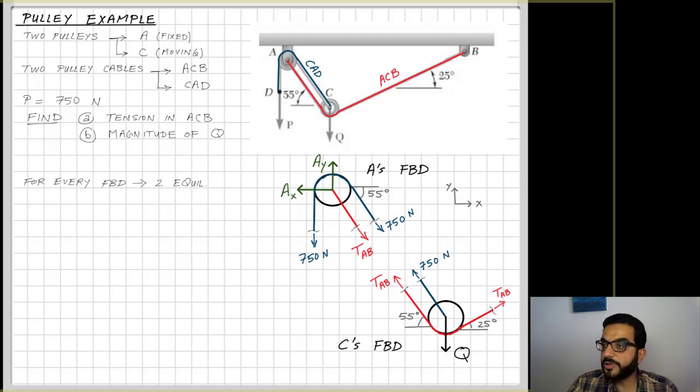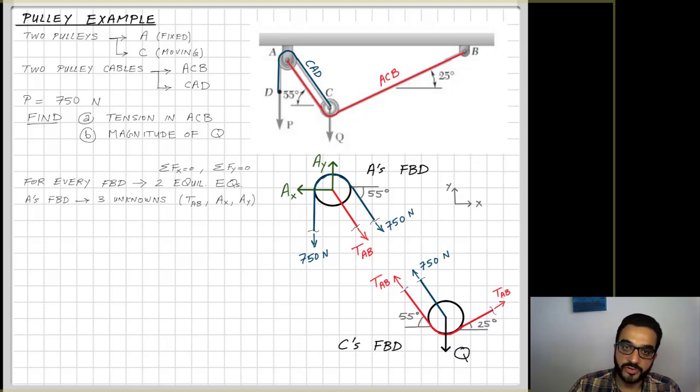So for every free body diagram, I have two equilibrium equations, because this is a 2D system. So I have the sum of forces in X and the sum of forces in Y, both of them equal to 0. So let's see how many unknowns I have in every free body diagram. In the free body diagram of A, I have 3 unknowns. So kind of it's bad news, because I have 3 unknowns and 2 equilibrium equations to apply there.